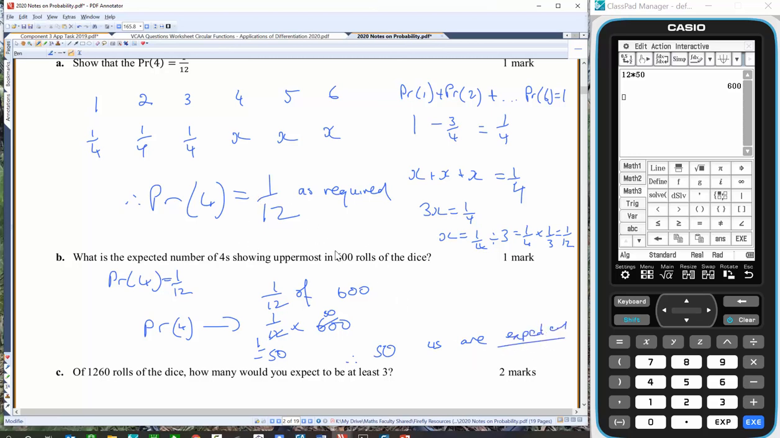Now, if it was a fair dice and we had 600 rolls, we would expect 100 4s, but this is a not fair dice or a biased dice. That is why that's not 100, because it's less likely that a 4 is going to come up.